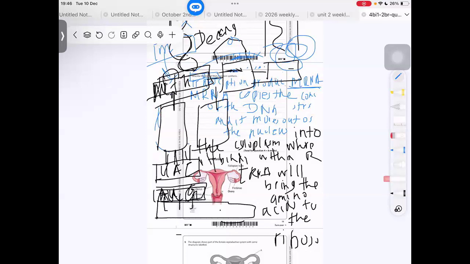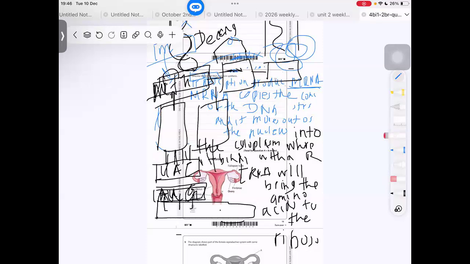So the full answer, I'll read it out. Transcription produces mRNA. mRNA copies the code of the DNA strand and moves out of the nucleus into the cytoplasm, where it binds with the ribosome.